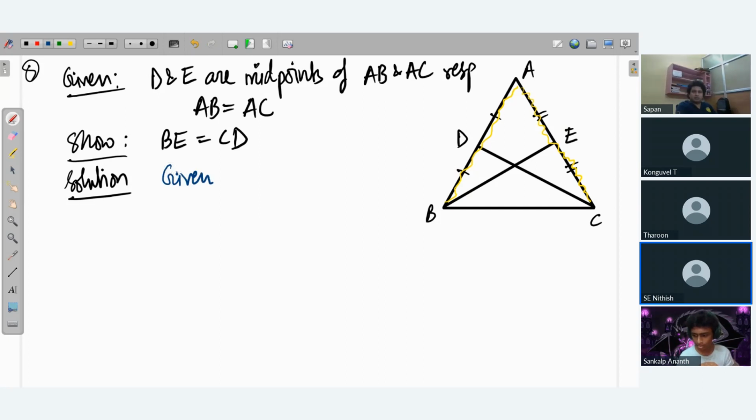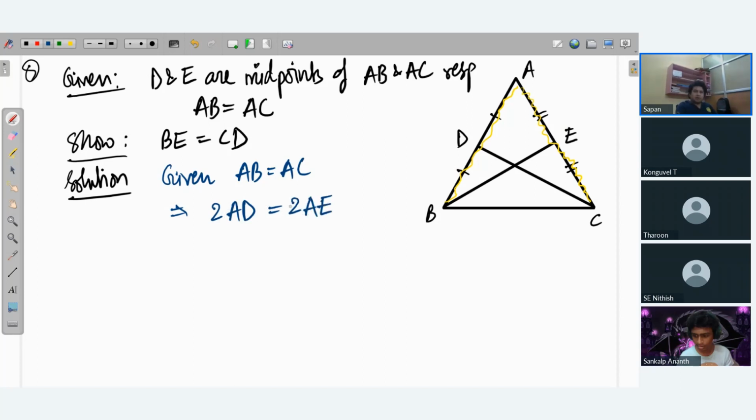Given AB is equal to AC, since D is the midpoint, AB can be written as twice of AD, and for AC, E is the midpoint, so twice of AE, and the 2 cancels. It means that AD is equal to AE. So in fact, there should not be two tick marks.